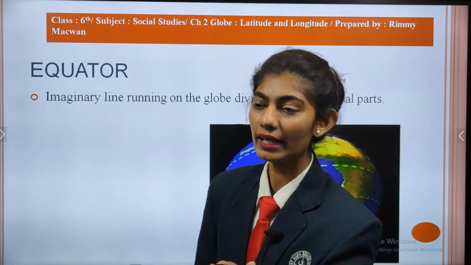Let's talk about the heat zones of the earth. Heat zones can be divided into three zones: torrid zone, temperate zone and frigid zone. First of all students, let me tell you that these heat zones are decided on the basis of how much direct light and heat of the sun is received. So the three heat zones are torrid zone, temperate zone and frigid zone.